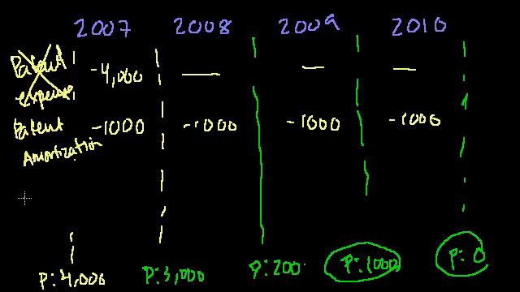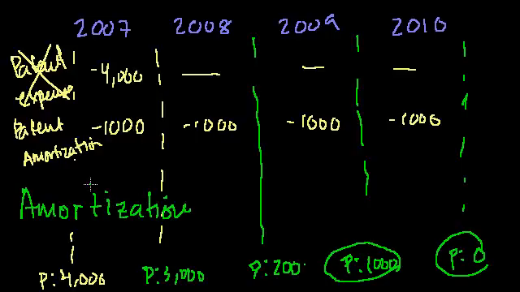Nothing fancy. Amortization. I didn't write it out nice and neatly in case you want to know how to spell it. It really, in my mind, is very similar to depreciation. Depreciation is tangible. Amortization is intangible. And it could be patents. It could be licenses. It could be fees associated with the financing.